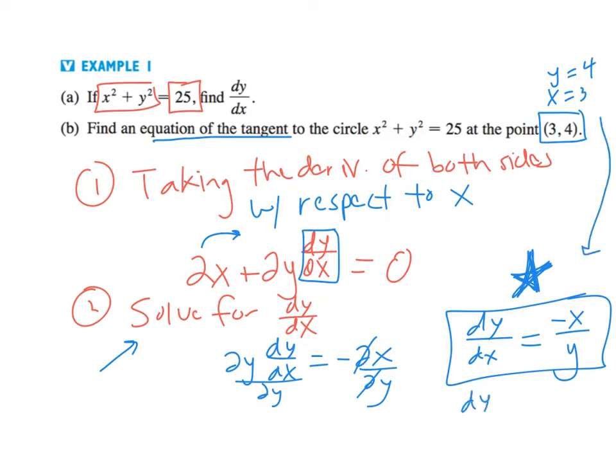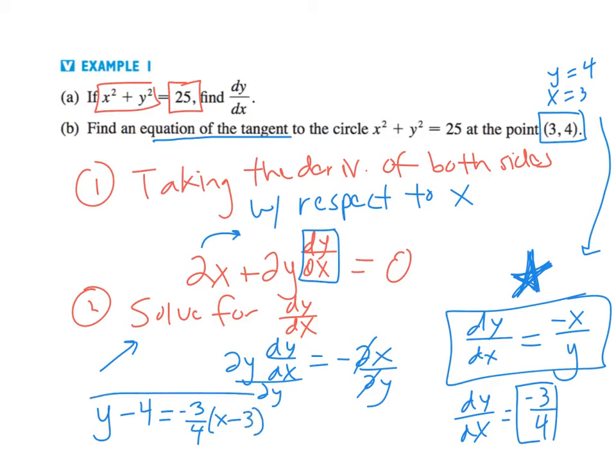So our slope, dy dx, is going to be negative 3 over 4, or negative 3/4. And so here's my slope, negative 3/4. There's my point, (3, 4). In point-slope form it would be y minus 4 equals negative 3/4 times (x minus 3), and that would be the equation of our tangent line.